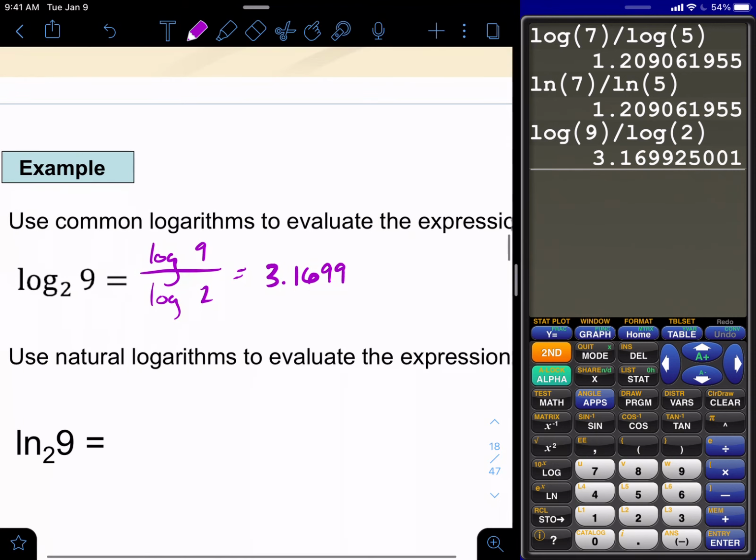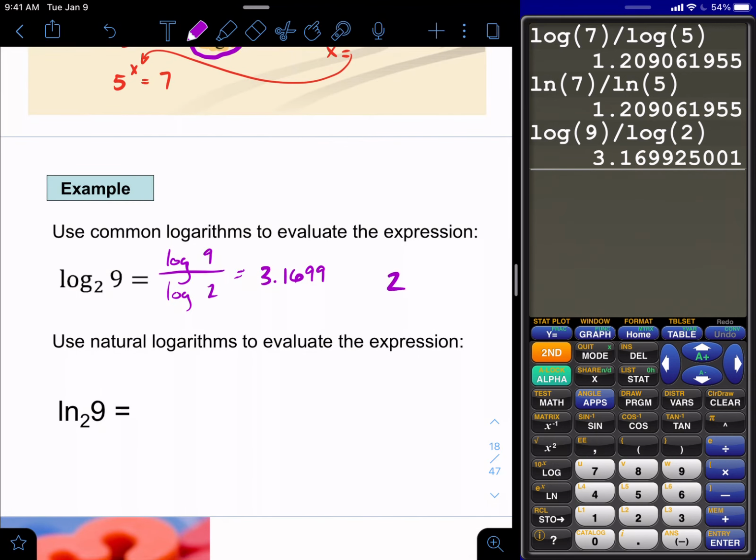Now, what that means is that if you were to take 2 to that power, 3.1699, you should be equal to 9. So let's check that out real quick. 2 to the 3.1699. Look at that. We are virtually equal to 9 right there, ladies and gentlemen, which means we did our problem correctly. Looking at one more, this one has a natural log here.